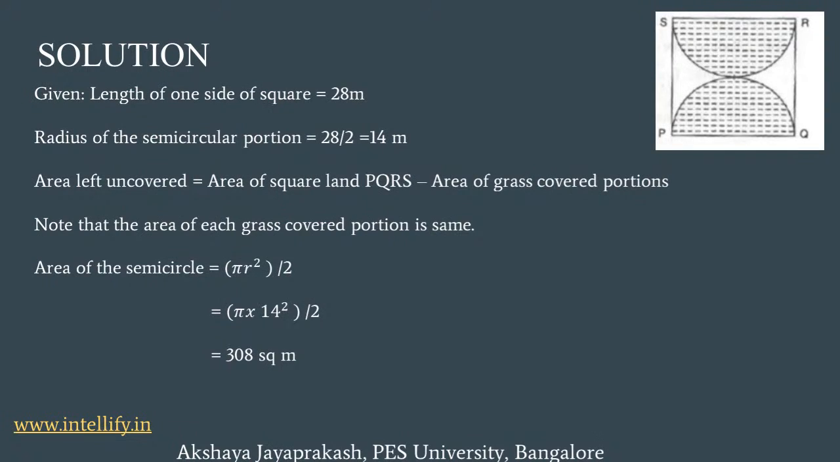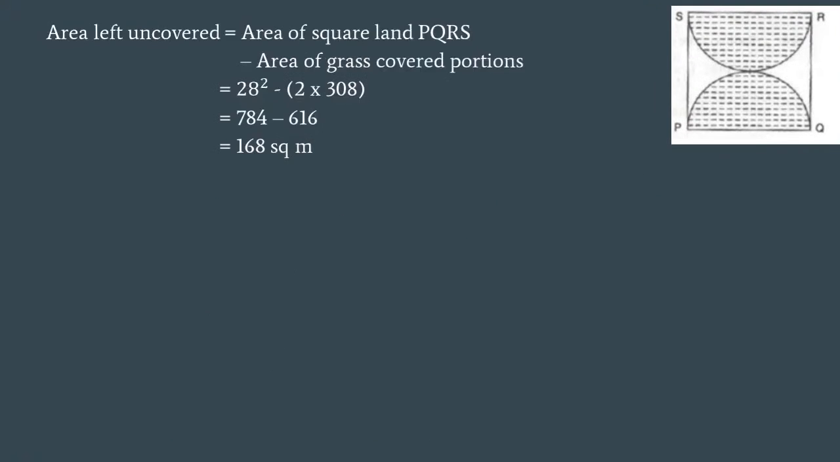Now each of the semicircular portion has the same radius, so their area is going to be the same. The area left uncovered, which is to be found out, is equal to area of the square land minus area of the semicircular portions covered by grass. So area of the semicircle portions can again be found out by pi r square by 2. That's nothing but pi into 14 square by 2. That's equal to 308 meters square.